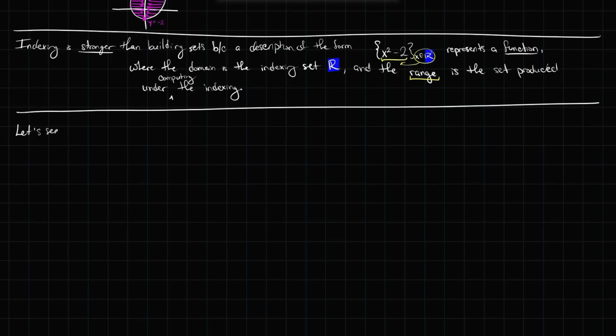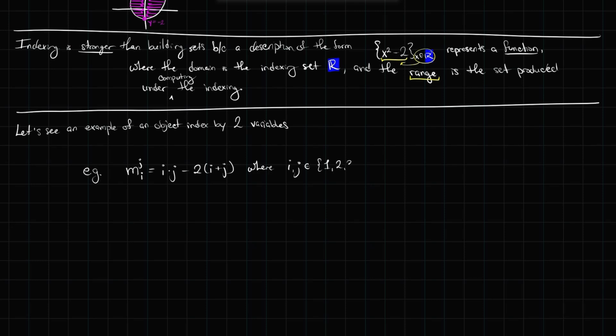Let's see an example of an object indexed by 2 variables. So we can grab something like m sub i and superscript j, and let's suppose this is equal to i times j minus 2 times i plus j, where i and j are in the indexing set 1, 2, 3. Now, in fact, I could have made i and j in separate indexing sets, but I just decided to put them in the same indexing set here. And what we can do is we can compute this entire set, m sub i superscript j, where i and j are in the index set 1, 2, 3.